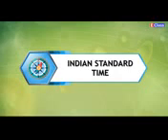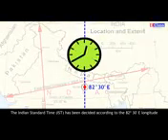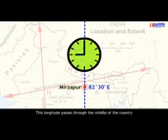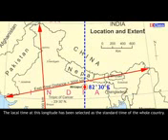Indian Standard Time. The Indian Standard Time, IST, has been decided according to the 82° 30' east longitude which passes through Mirzapur near Allahabad, Uttar Pradesh. This longitude passes through the middle of the country with reference to its longitudinal extent. The local time at this longitude has been selected as the standard time of the whole country.